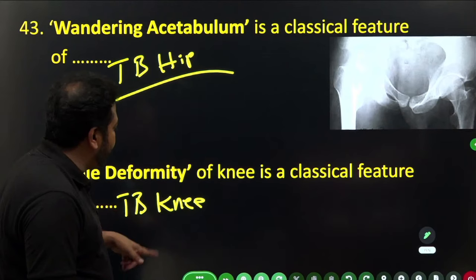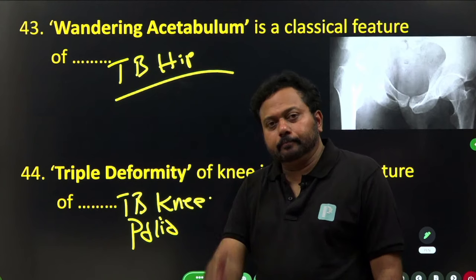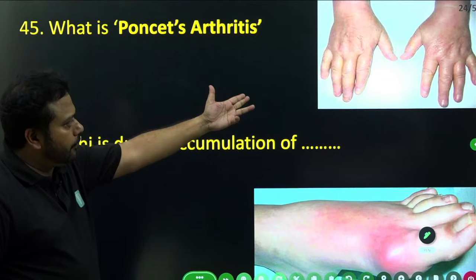So triple deformity, one cause TB knee, dear friends. Next cause polio. Polio also causes tightening of the tensor fascia lata. Okay, yes. What is Pott's arthritis? Look at the finger. Pott's arthritis is tubercular arthritis.